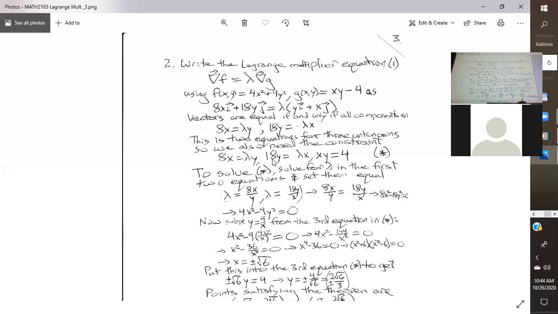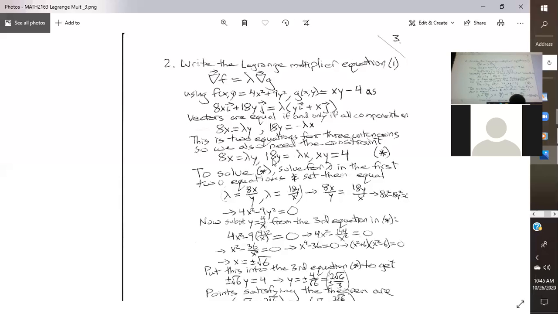We have to be careful here. When you multiply through by xy, you have assumed that the product xy isn't 0. We can assume this here because along the constrained path, xy equals 4, so it can never be equal to 0. But be careful before you multiply through. If you multiply through by xy, you've got 8x squared minus 18y squared equals 0.